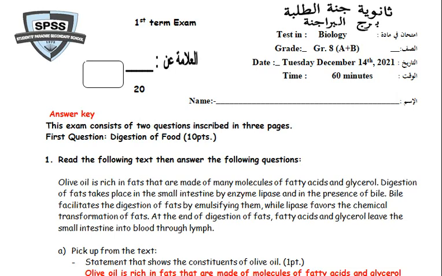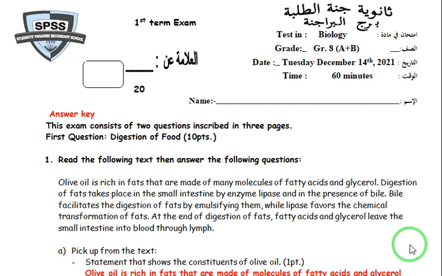Today we are going to correct the biology exam, the first term exam in biology for grade 8. Let's start with the first question, which is about the digestion of food. Number 1, we have to read the following text and then answer the questions. Please pay attention to the reading.